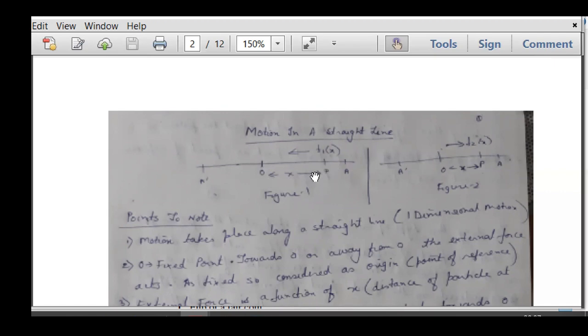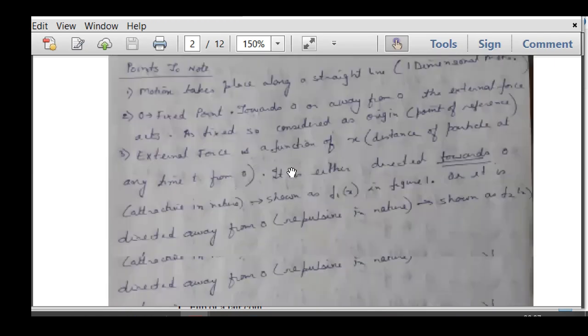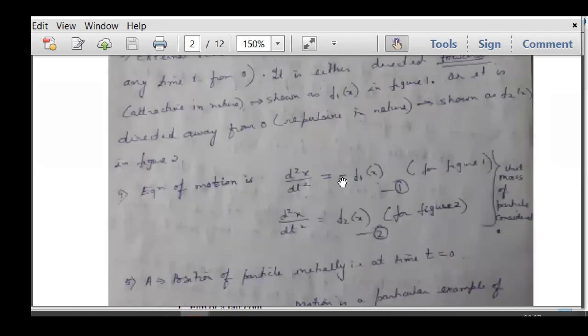But in figure 1, what is the direction of the external force? It is just in the opposite direction, that means along XO. So d2x/dt2 is increasing along OX, whereas F1x is acting in the opposite direction. So there is a mismatch in direction. To adjust this mismatch, we have to put a minus. So the minus is coming here.